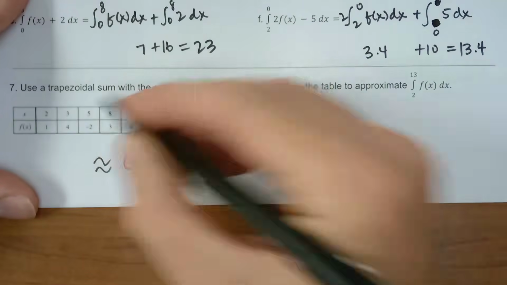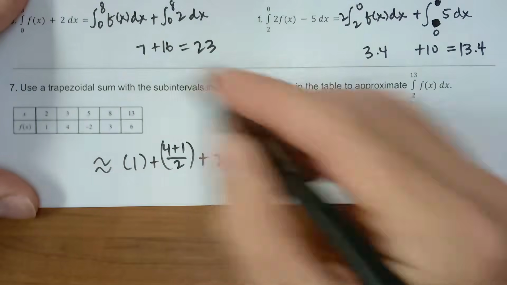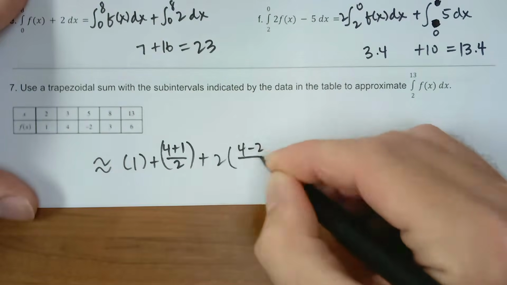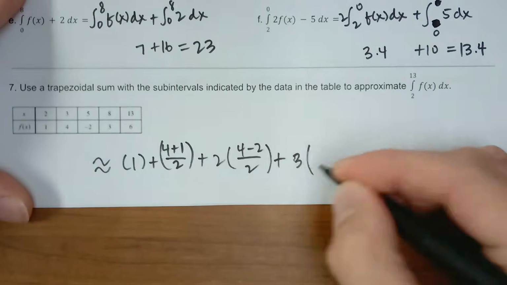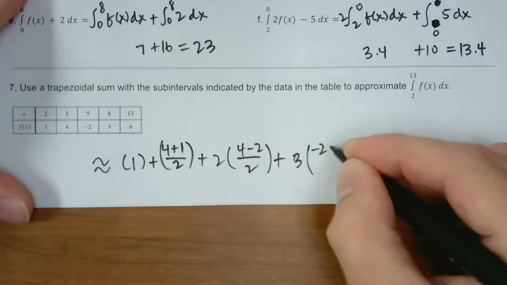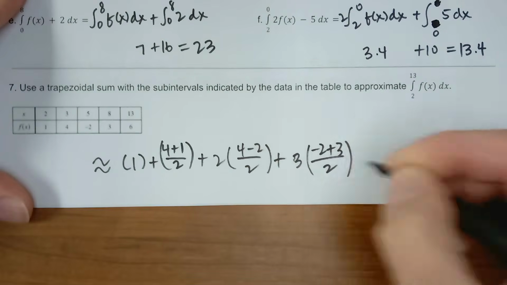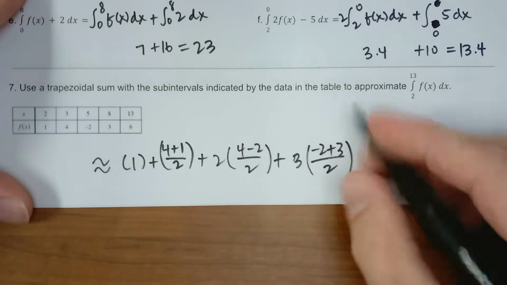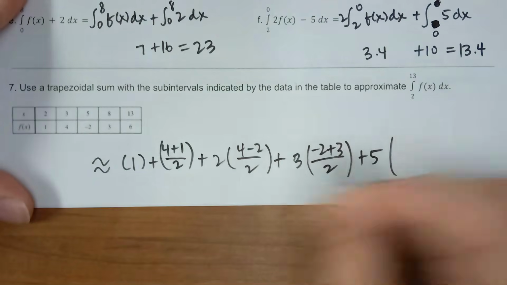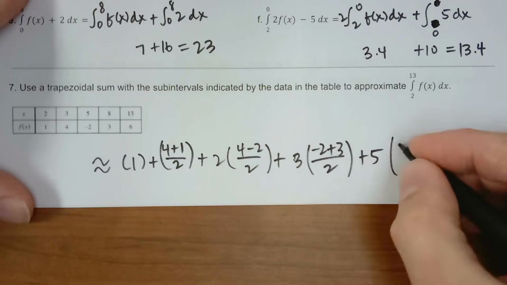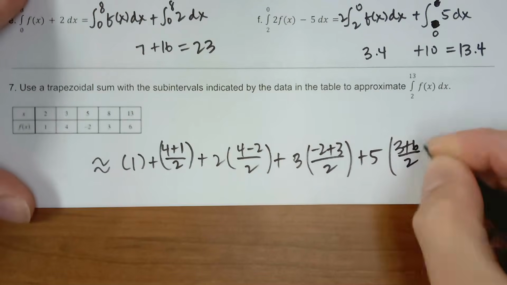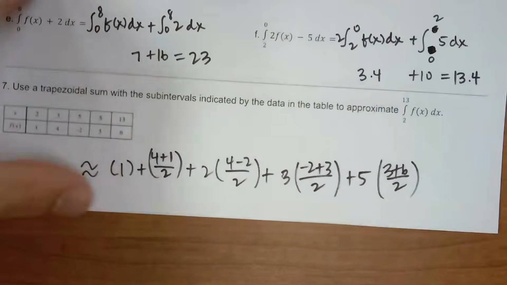Then the next width is 2, 4 plus negative 2 over 2. Then 5 to 8 is a width of 3. Negative 2 plus 3, because we're averaging, so I'm just going to add and divide. And then 8 to 13 is a width of 5, and average 3 and 6. If you know that's 4.5, great. But if you wanted to say 3 plus 6 divided by 2, that's the exact same thing. And I'm really going to recommend we leave this one unsimplified.